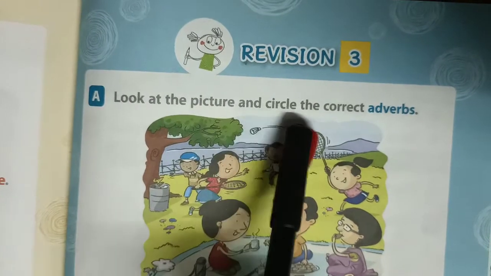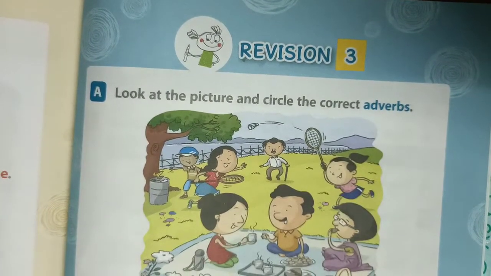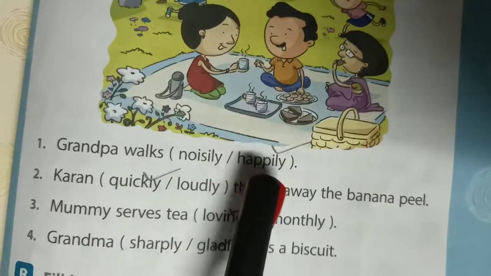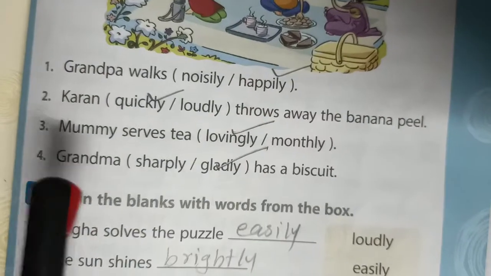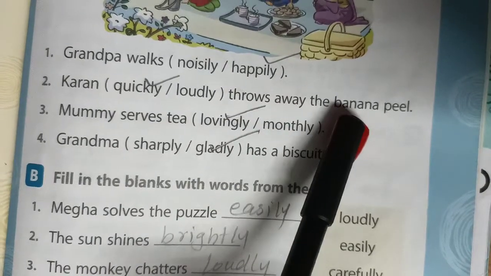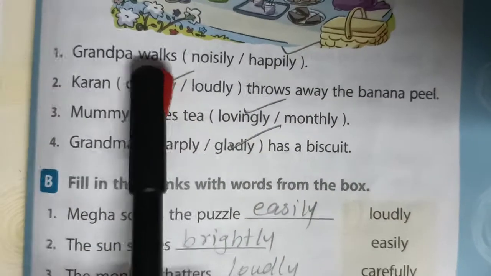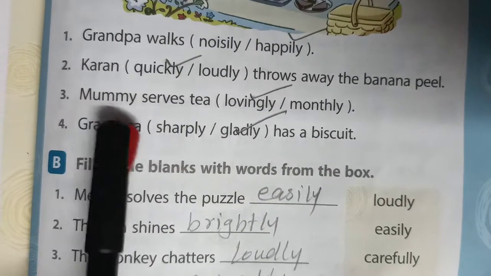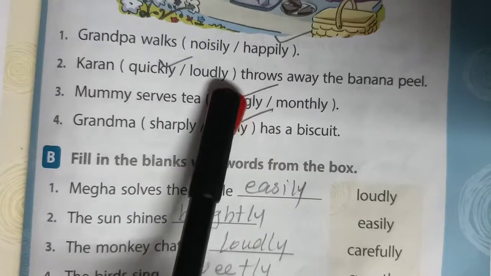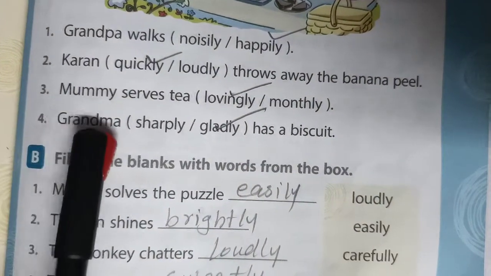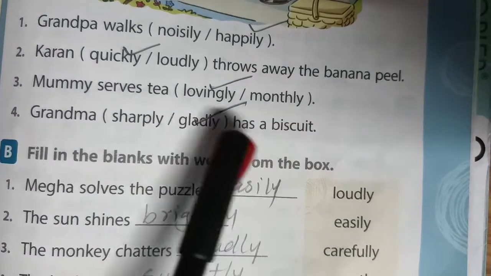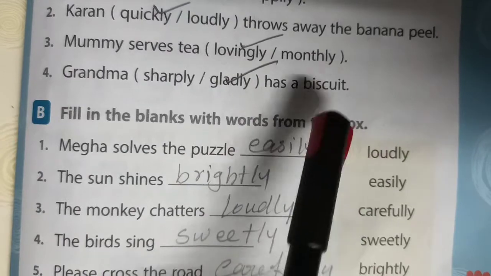Look at the pictures and circle the correct adverbs. See, grandpa walks happily. Adverb, happily, tick happily. Karan quickly throws away the banana peel. Quickly. Okay, tick. Mummy serves tea lovingly. Lovingly. Okay, tick lovingly. Then 4. Grandma gladly has a biscuit. Okay, tick gladly. Okay, this is the answer.